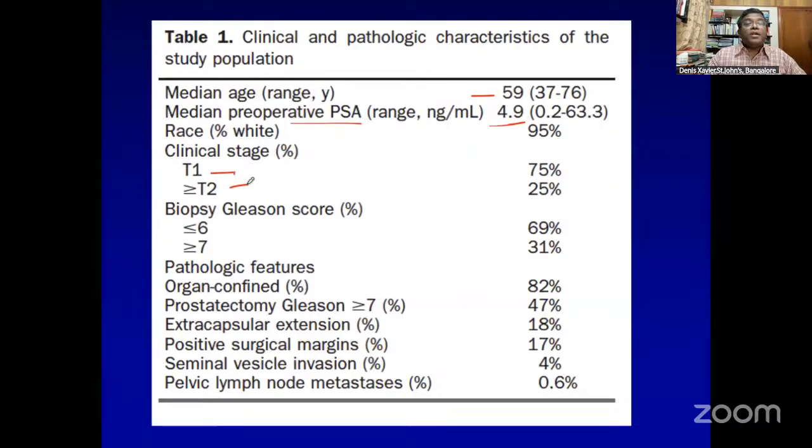Clinical staging, T1, T2, Gleason score, pathological features, etc. This is surgical margin, seminal vesicle invasion, and metastasis. All of these characteristics are there. That's usually table 1. You get the characteristics.